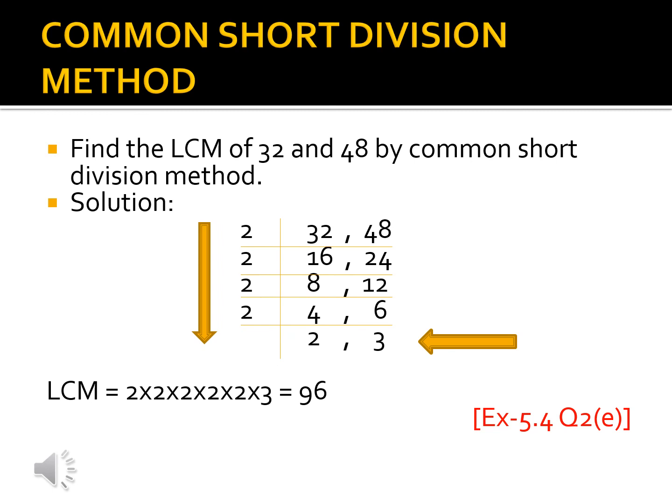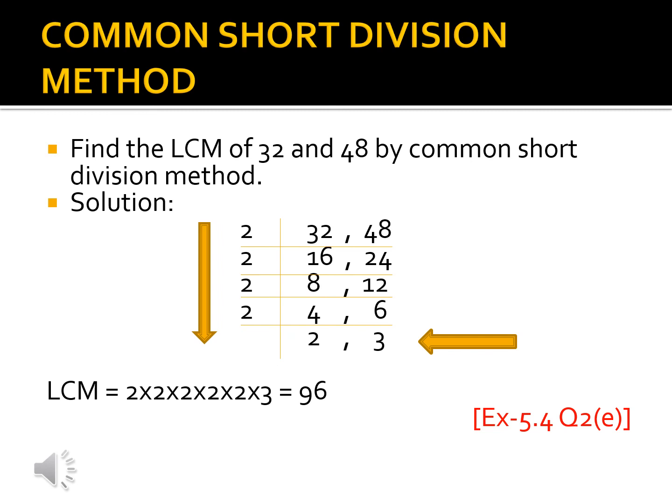At the second step, they are again divisible by 2, so I get 8 and 12 as the quotients. They are again divisible by 2, so I get 4 and 6. Again divisible by 2, so I get 2 and 3 as the quotients. Now, 2 and 3 are co-prime numbers.